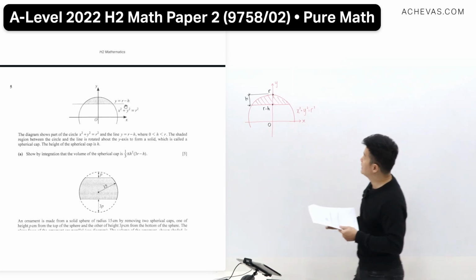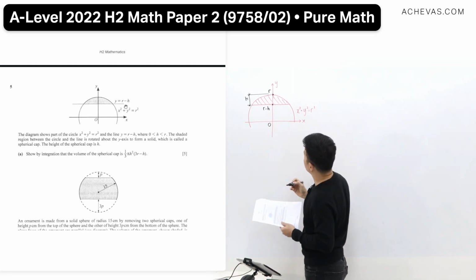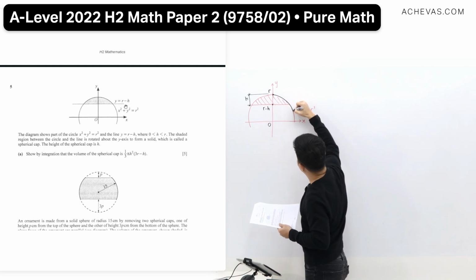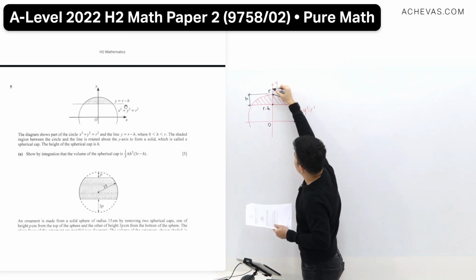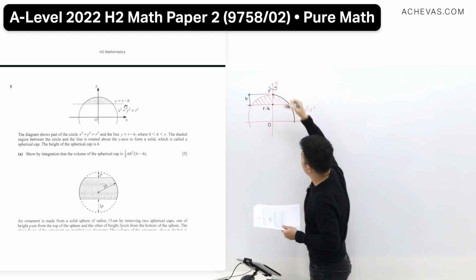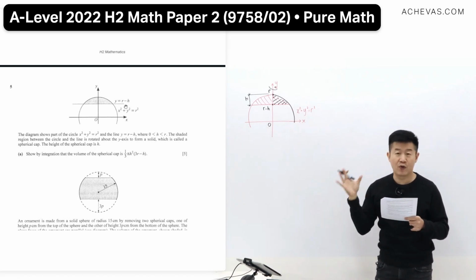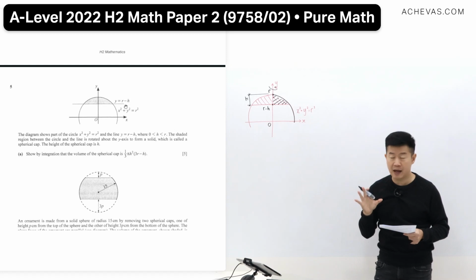In order for us to find this volume, what we are going to try to do is take this portion of the graph and rotate it about the y-axis. So we are going to be looking at just this region here being rotated about the y-axis in order for us to find the volume of this spherical cap.